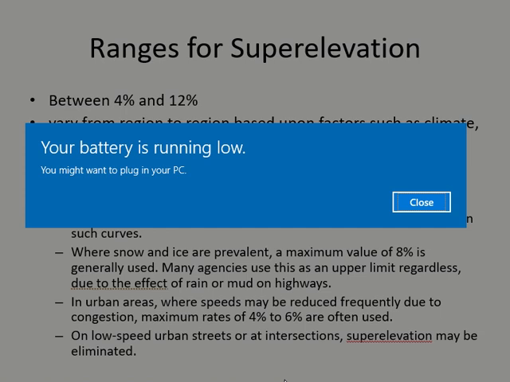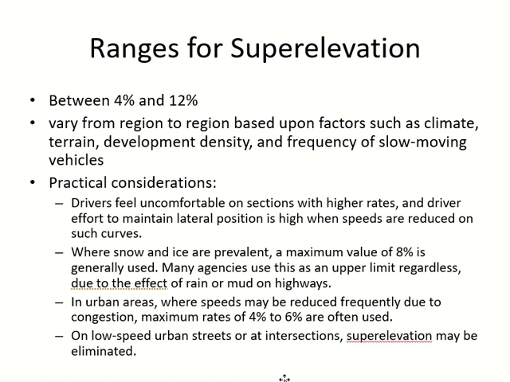The other thing is terrain. I mentioned last time as well, we follow the terrain. Meaning if the terrain is naturally steep, superelevation will be high. If the terrain is naturally level, superelevation will be lower. So conforming with the terrain.